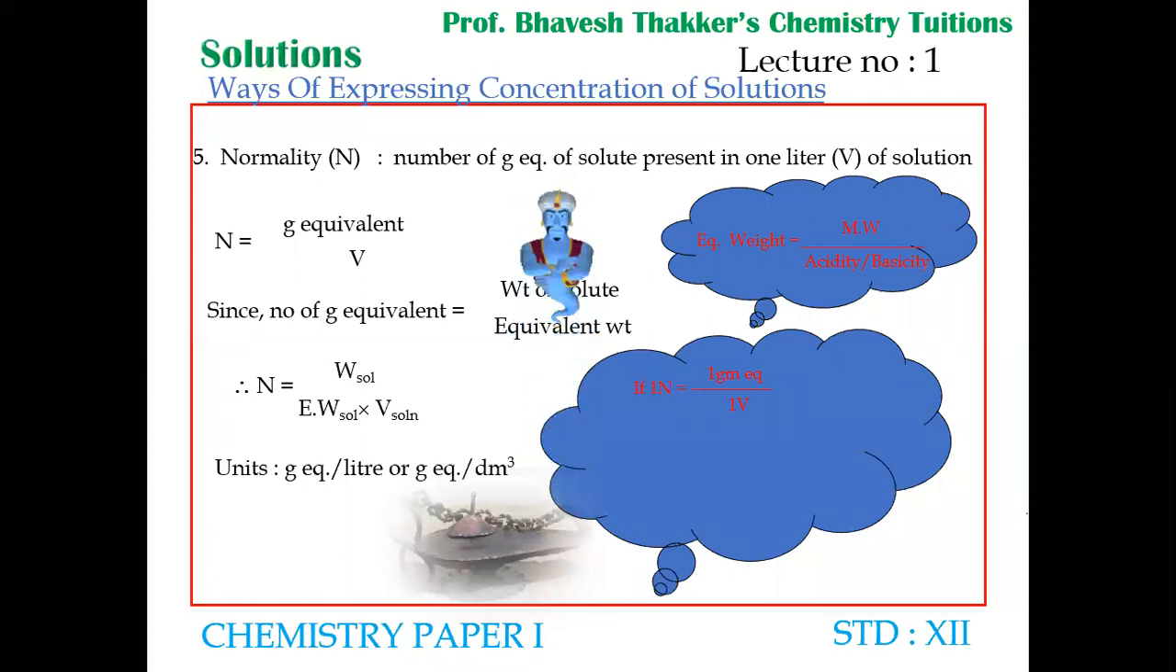One normal is 1 gram equivalent upon 1 liter of solution. Okay. So 1 liter of 1 normal solution contains 1 gram equivalent of solute in it. Okay, equivalent weight. 1 gram equivalent means equivalent weight.